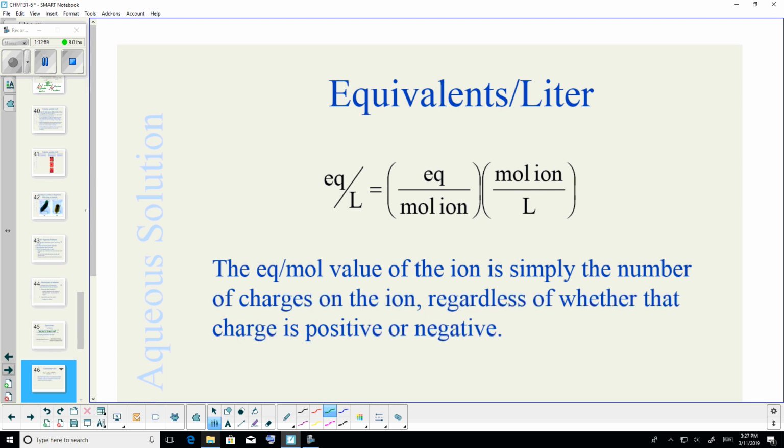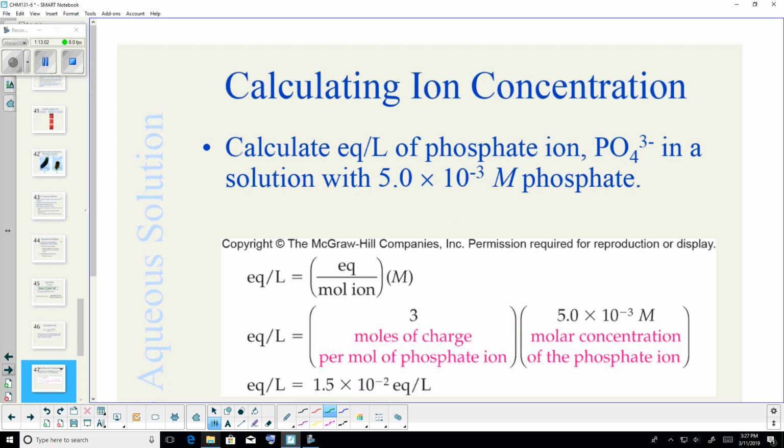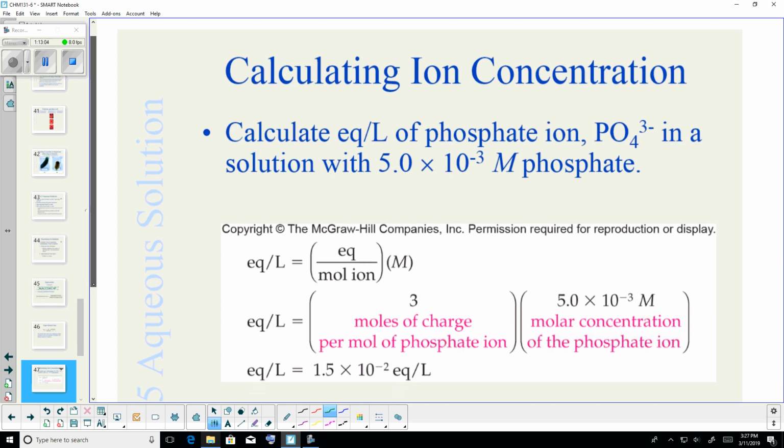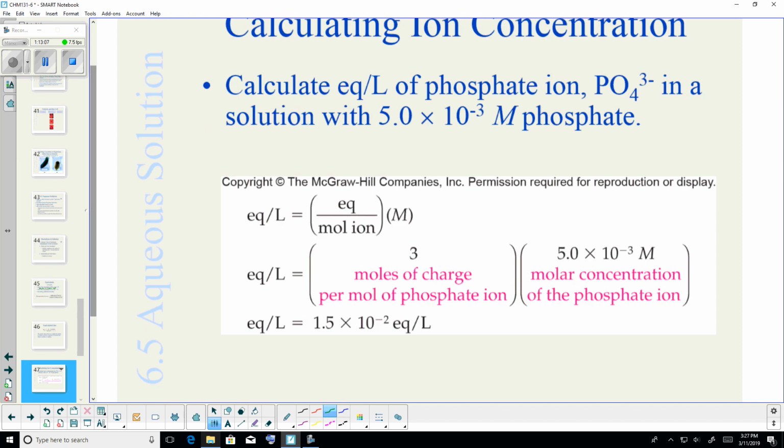So what does that mean? Calculate the equivalents per liter of phosphate ion in a solution with 5.0 times 10 to the minus 3 molar phosphate. We have 3 minus, so we have 3 charges. Plus or minus doesn't matter. So we have 3 moles of charge per mole of phosphate ion times the molar concentration. So the equivalents per liter is 1.5 times 10 to the minus 2 equivalents per liter.